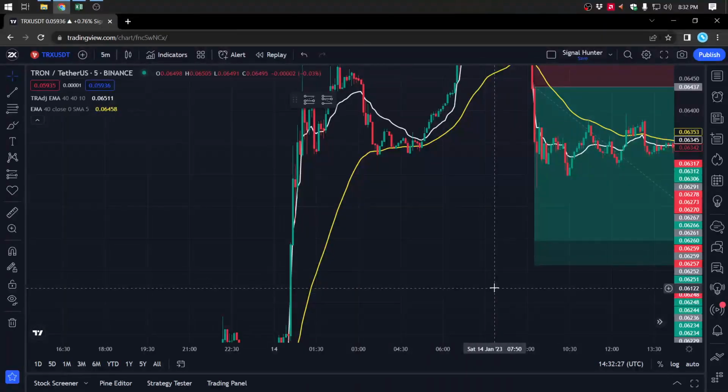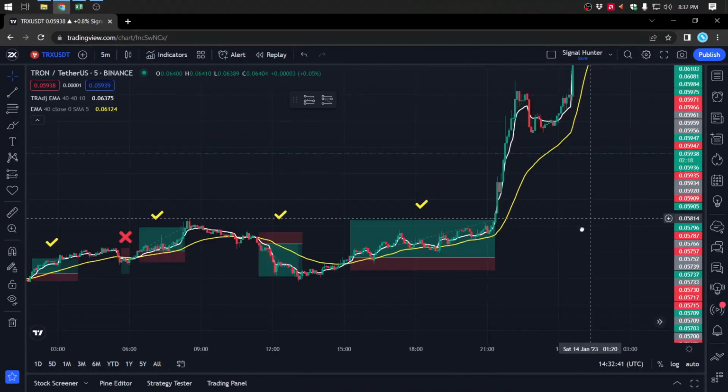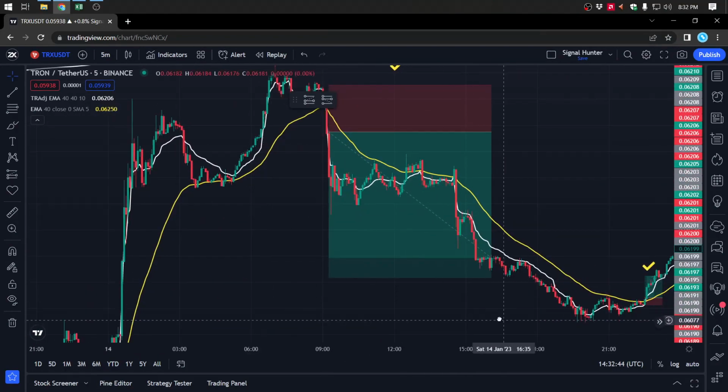Friends, I hope you understand how you can generate buy and sell signals using this simple and easy trading strategy.